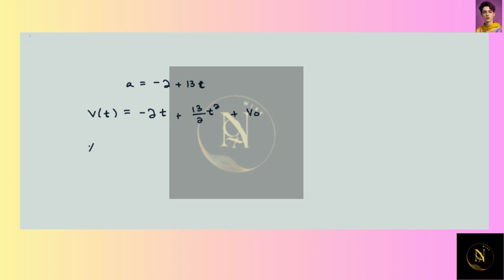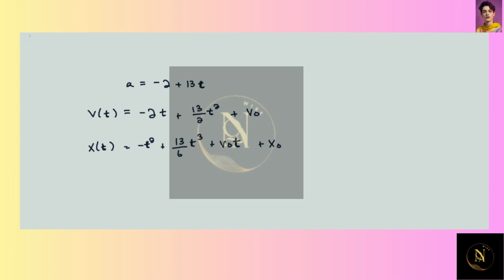I'm also going to want to integrate this again to get x of t. Whenever I do that, I get -t squared because I raise this to 2 and then divide by 2. I get 13 over 6 t cubed. This v naught here gets a t since it's just a constant. And then I have my x naught.